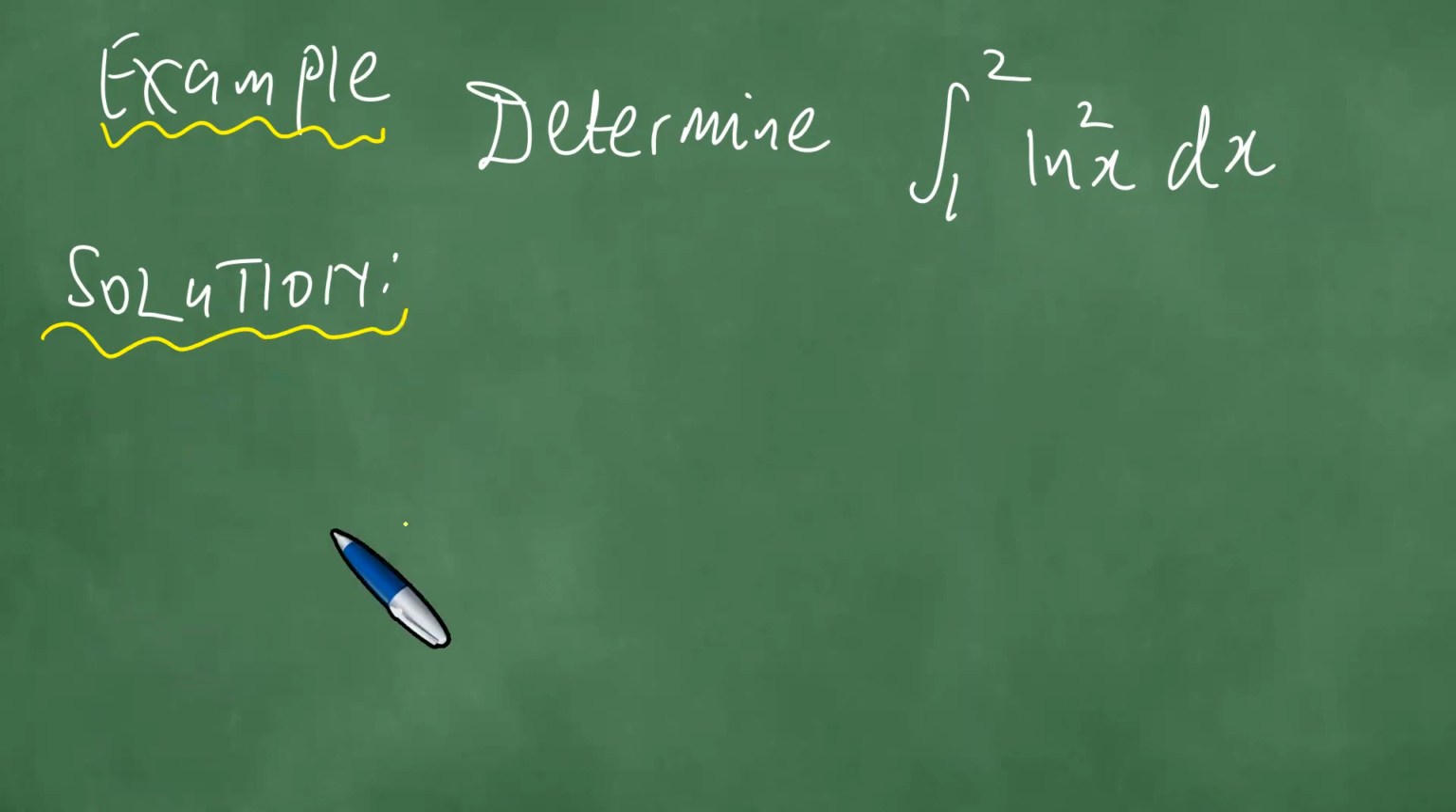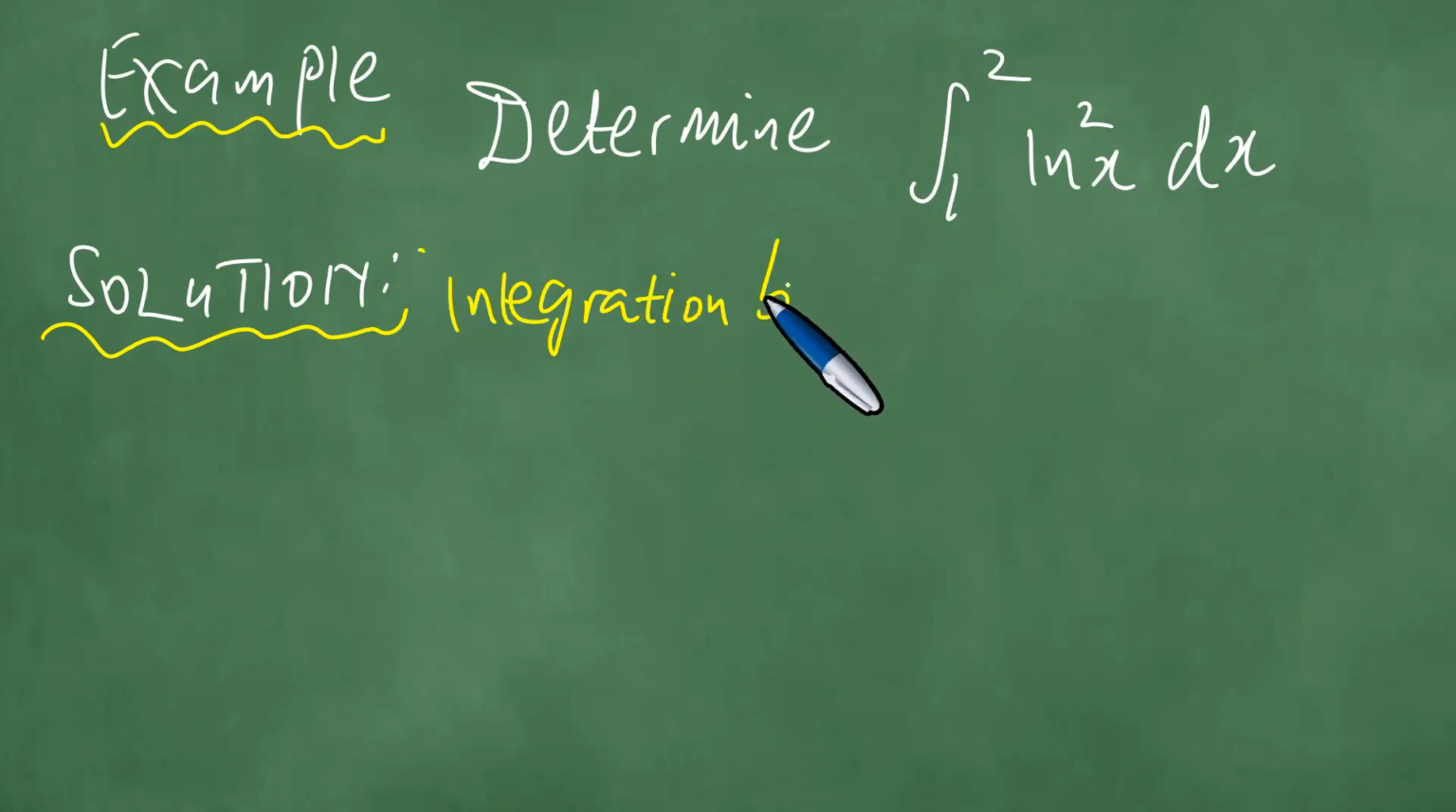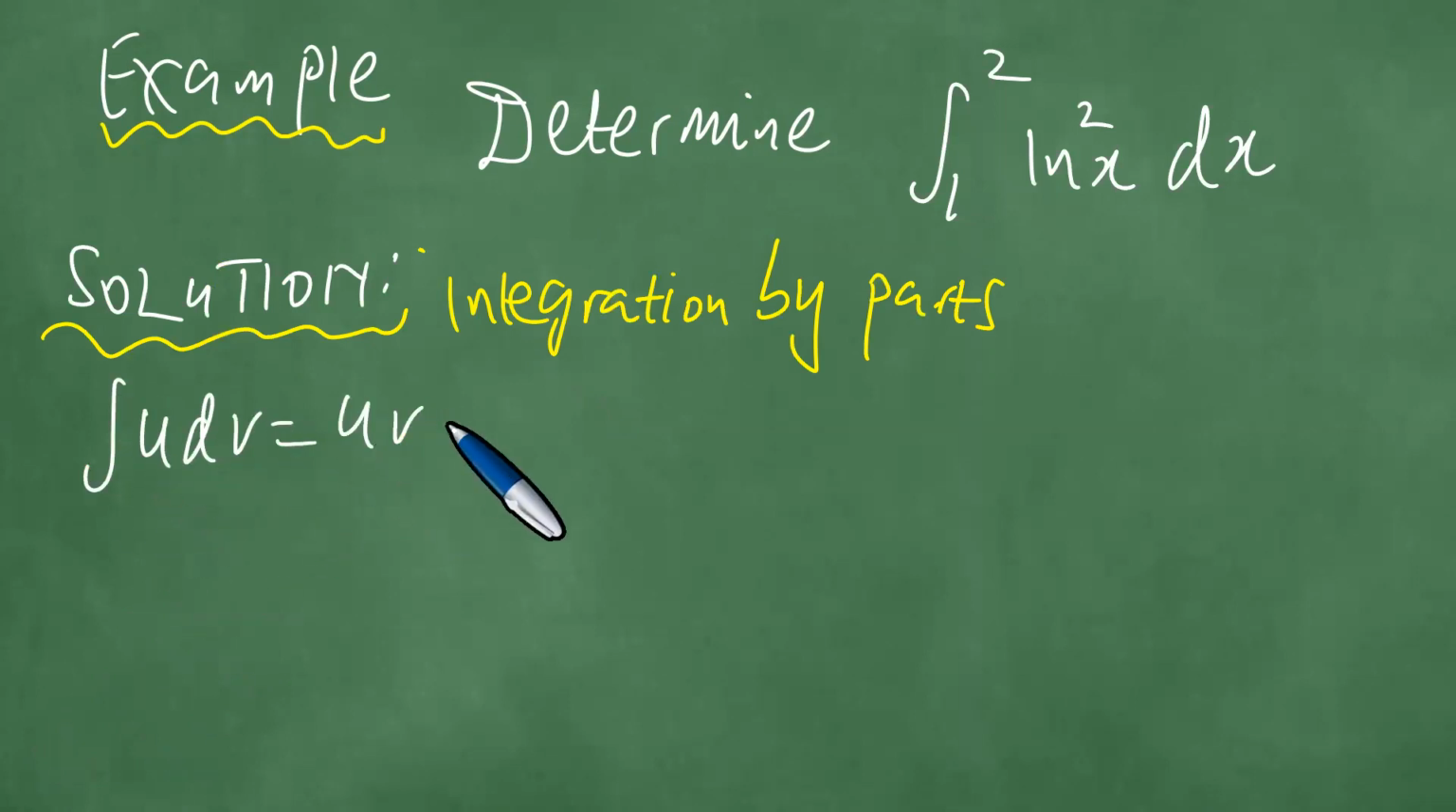Okay, so let's look at this. We're going to be using a technique we call integration by parts, because now we have the square of the natural log. Having the square of the natural log requires us to use integration by parts. What is the formula for integration by parts? The integral of u dv is uv minus the integral of v du, like this.